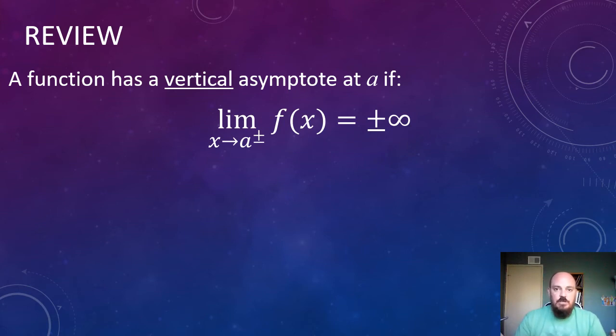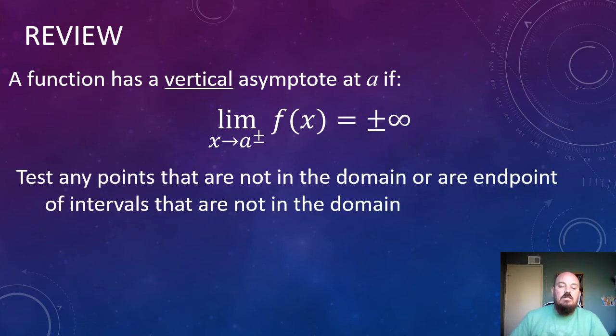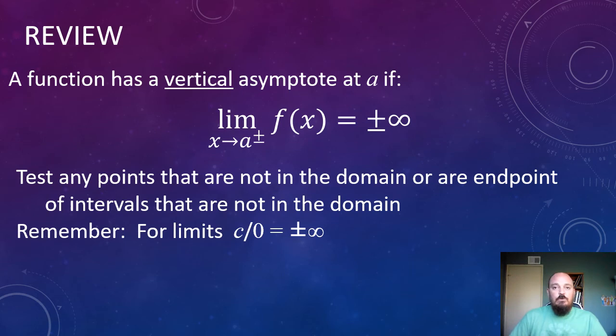And remember, this is not new. We already did this. So basically what you want to do for your function, test any points that are not in the domain or are endpoints of intervals that are not in the domain. So basically, like anything where the function is undefined, test that to see if it's an asymptote. That's really what we're saying here. And then as one last quick reminder, when you're doing limits, if you get a constant over 0, that's plus or minus infinity, and that's what tells you that there's a vertical asymptote. So let's wrap up today's lesson with one example of that.